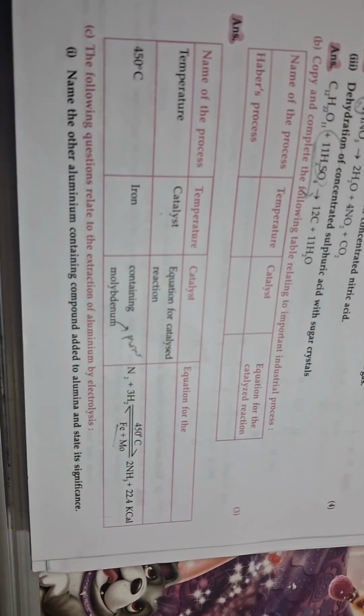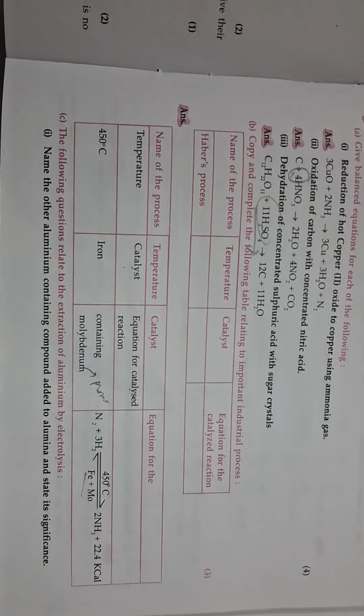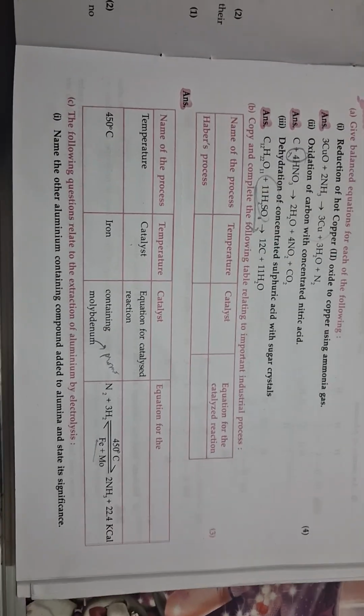And heat is fine, 22.4 kCal is not required. Name the other aluminium containing compound added to alumina and state its significance. Na3AlF6, which is cryolite. The significance is that it reduces the melting point of the solution from 2050 degrees Celsius to 950 degrees Celsius.